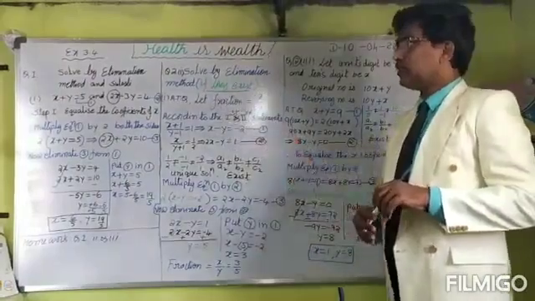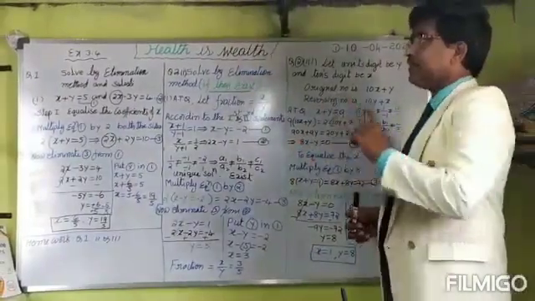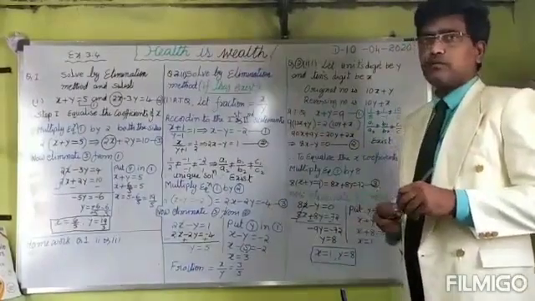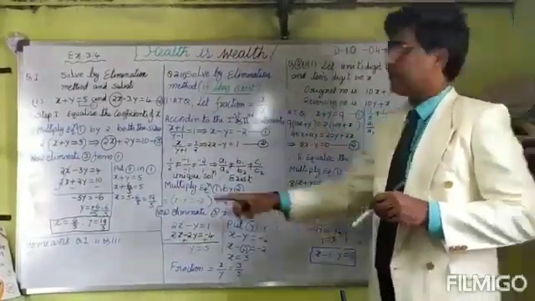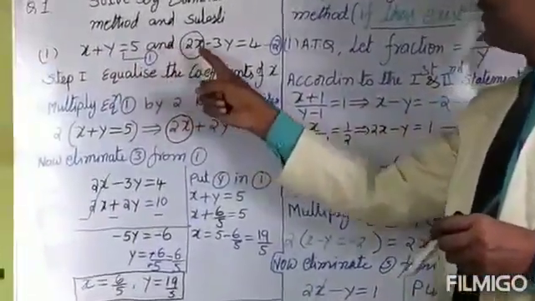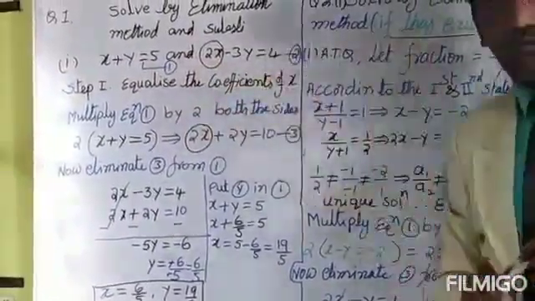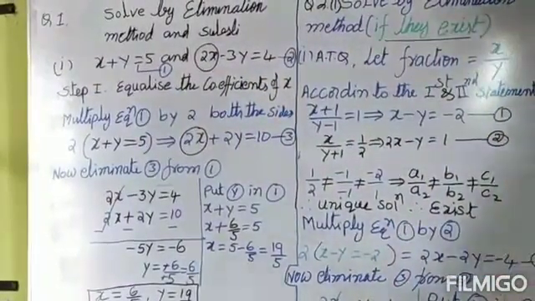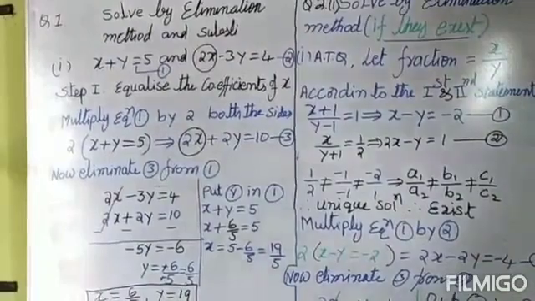So we are taking question number 1. In this question, 3 questions are there. So the first question we are going to solve. In question number 1, 2 equations are given. You see here x plus y equal to 5 and 2x minus 3y equal to 4. Here 2 equations are given. By solving with the elimination method, I am giving steps to you.